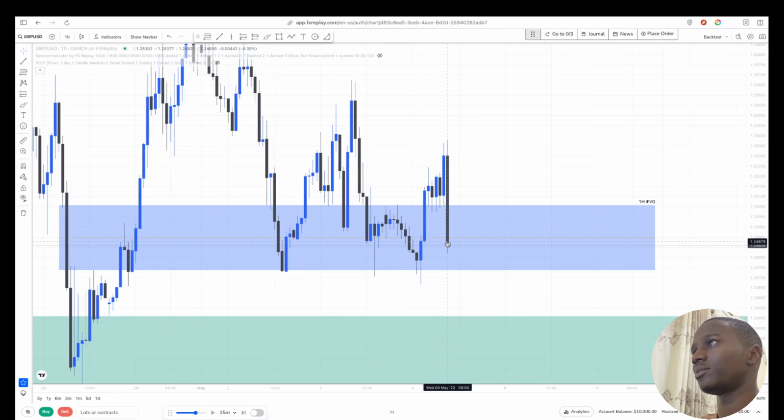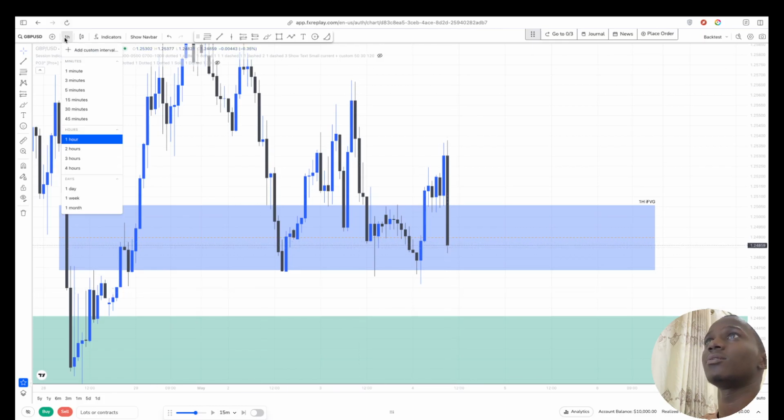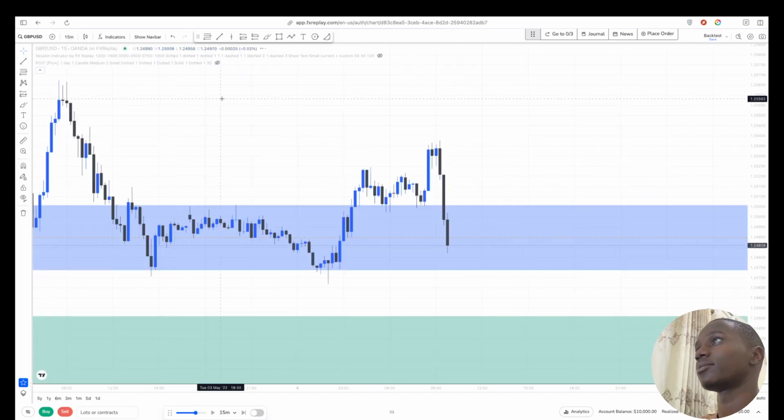Okay, did retrace, but is this a move you'll enter on? Let's go on the 15-minute and see. Okay, so this was 9:45. The 9:30 move was going lower. And how about the 8:30 move? 8:30 was this upward candle right here.